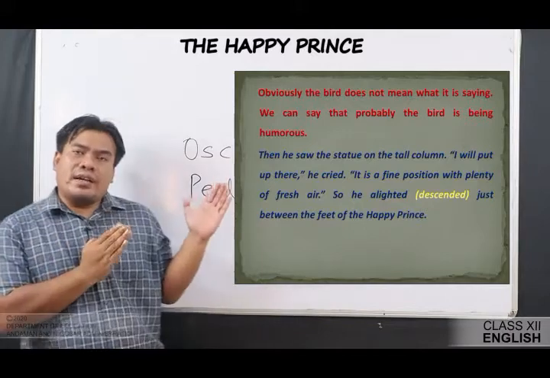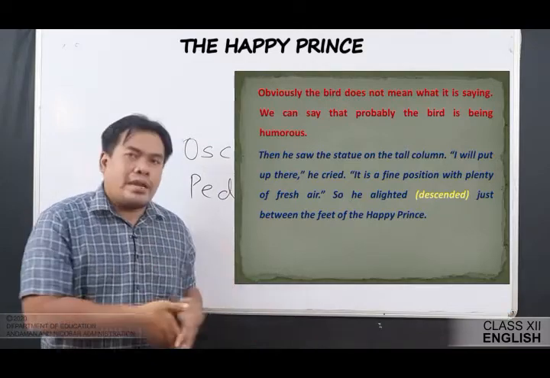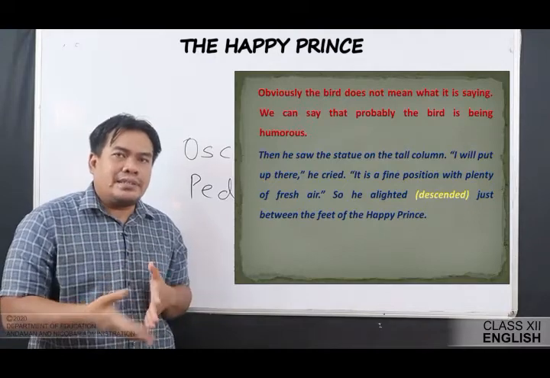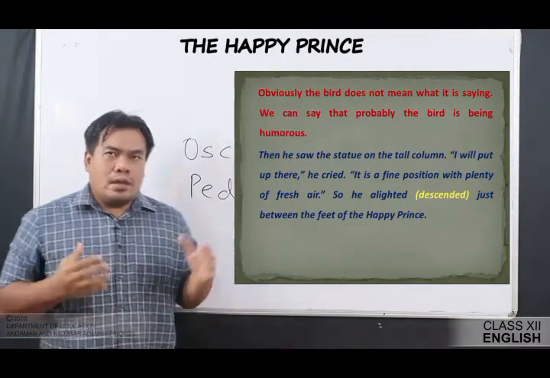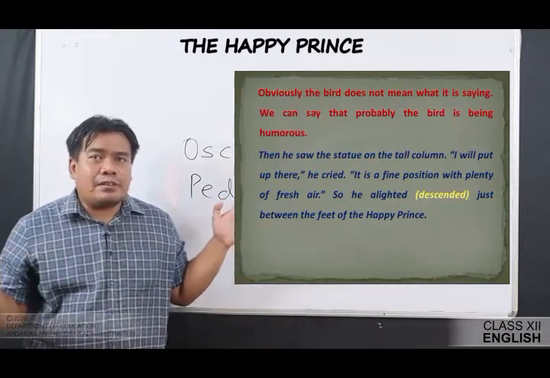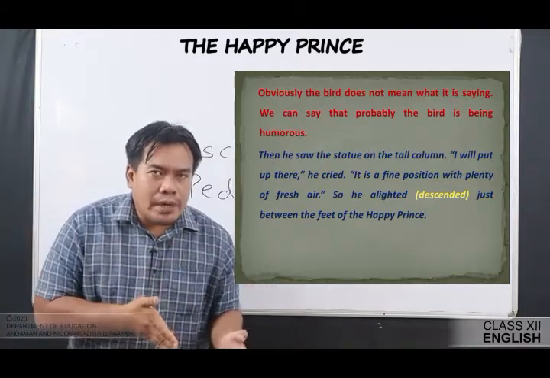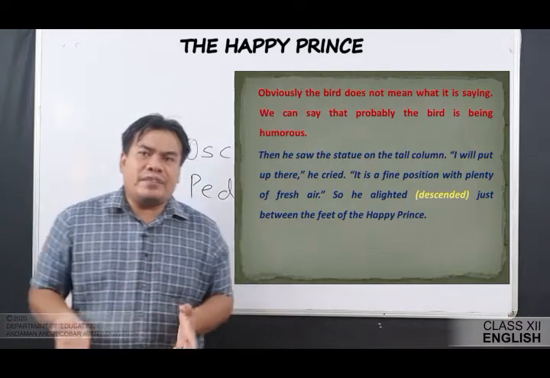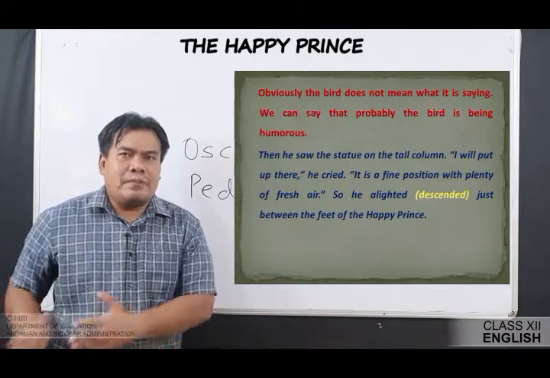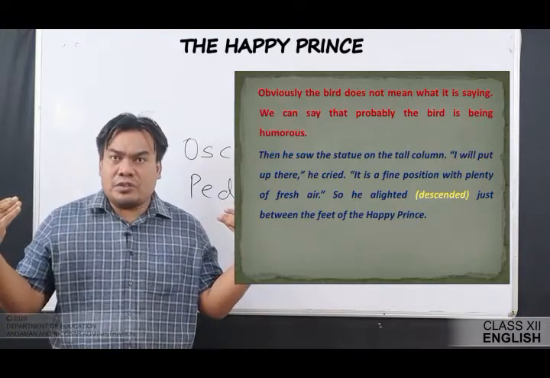So he thought that the statue of the prince would be a better place for him, because here we are using the gender, him and his, and "he" is obviously the swallow. So he found that it's a beautiful and safe place for him to stay. That's why the swallow decided to stop, and he alighted just between the feet of the happy prince. Alighted means he fixed himself in between the feet of the statue, because the statue is big.